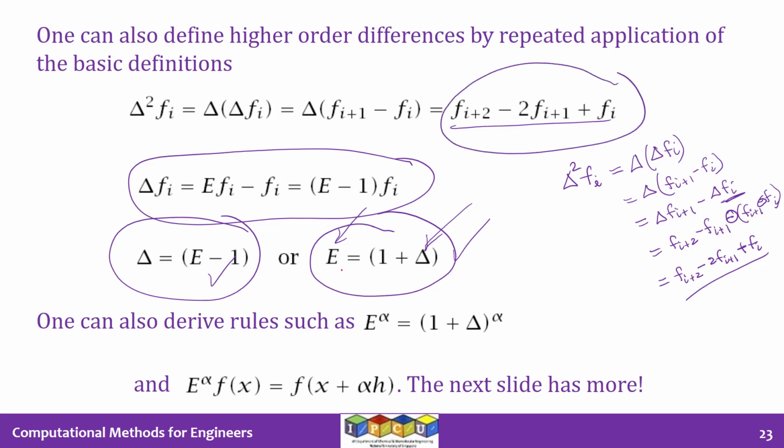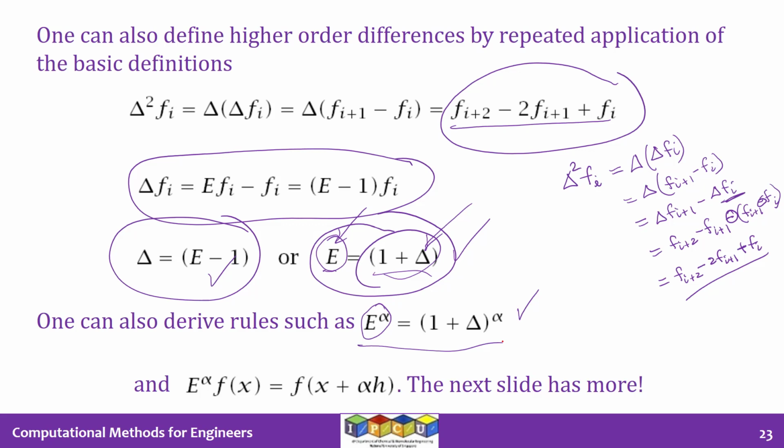Now coming back here, we said that E is equal to 1 plus delta. So you can raise both sides to the power of alpha, where alpha is, let's say, a real number. It doesn't have to be an integer. It can be anything. So I can write E to the power of alpha by raising the left hand side to the power of alpha, and I can say that is going to be equal to the right hand side raised to the power of alpha. This is one useful relationship.